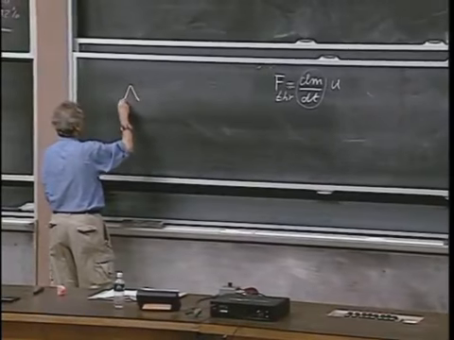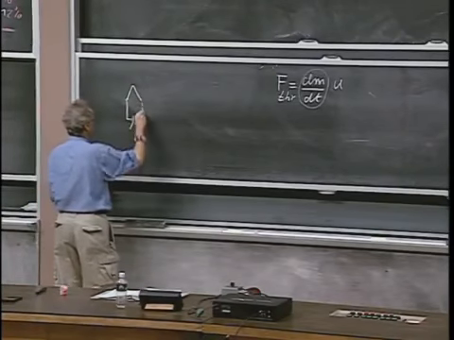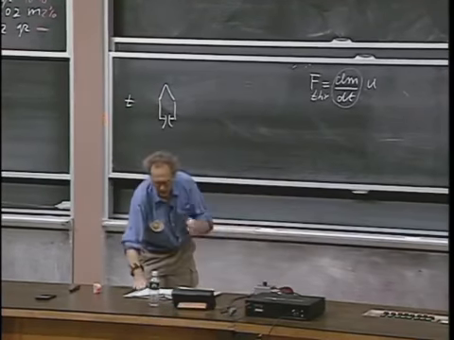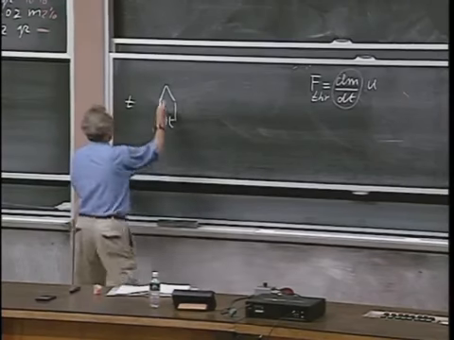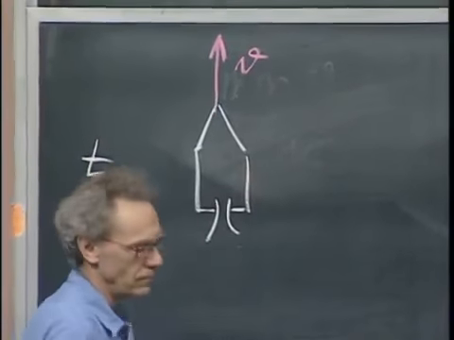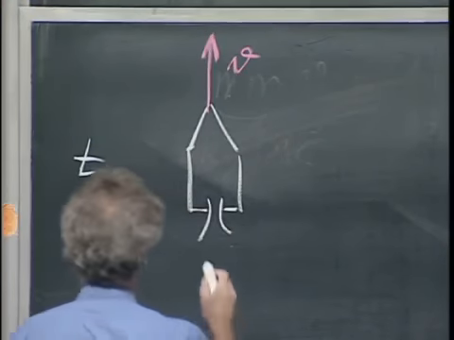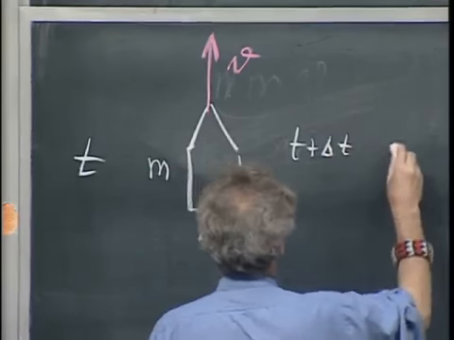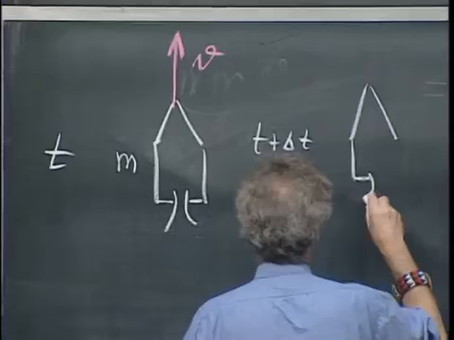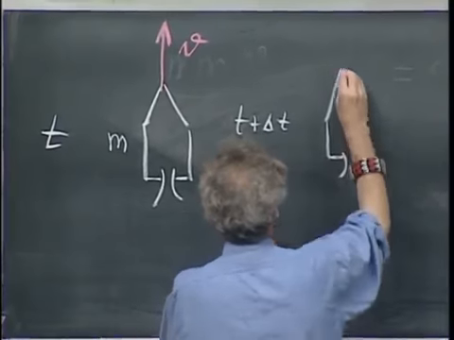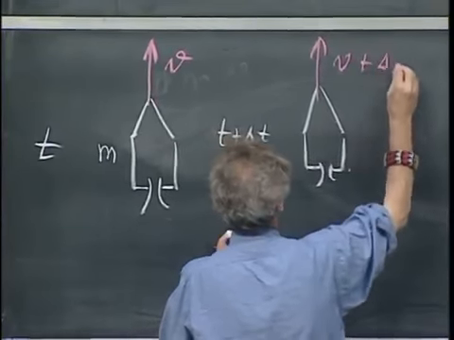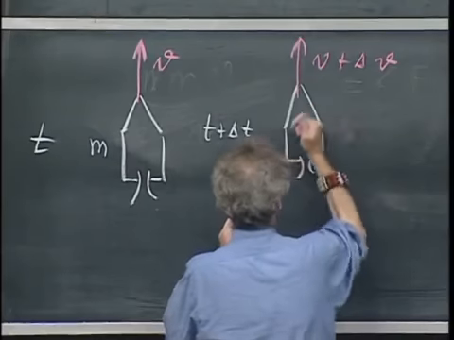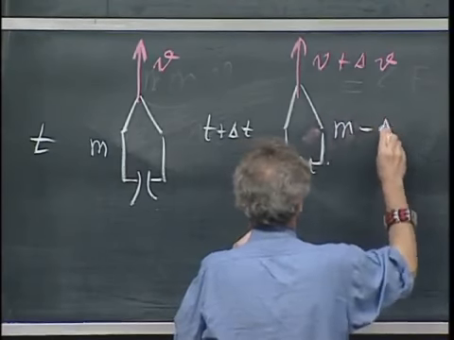So let's now take a rocket which at time t, as seen from your frame of reference, where you are sitting, I use v's, it's your frame of reference, is going up with a velocity v. The mass of the rocket is m. And now we're going to look at time t plus delta t. The rocket has increased its speed, v plus delta v. The mass is now m minus delta m.